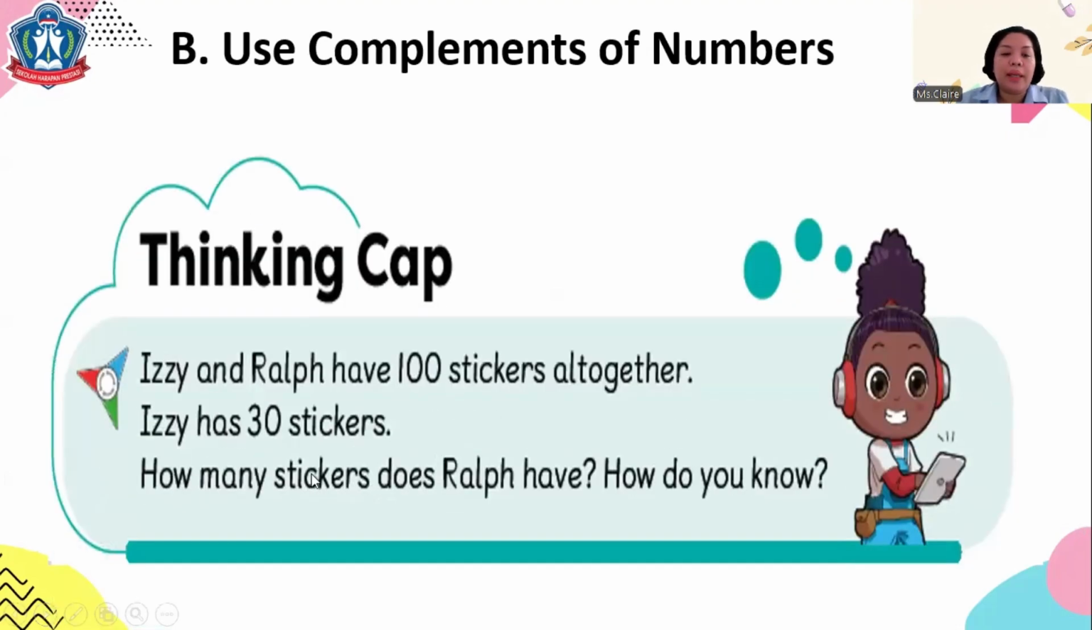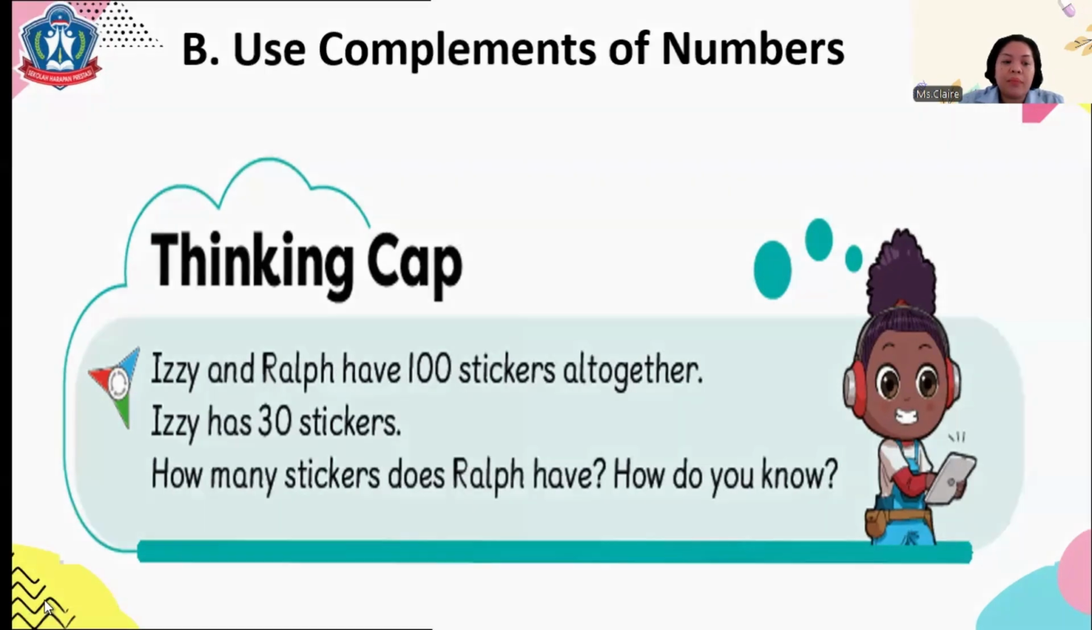So take a look with our thinking cap. Easy and Ralph have 100 stickers altogether. If Easy has 30 stickers, how many stickers does Ralph have? How do you know? Of course, we just subtract. 100 minus 30 is 70. Now, the partner of 30 to make 100 is 70, right? So do you remember the number bonding? What are the numbers that make 100? Example, 30 and 70. Can you name others?